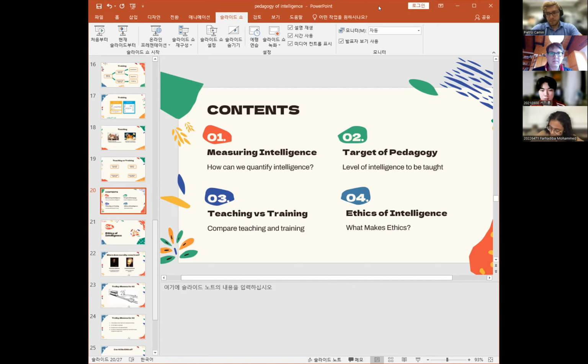And in the third aspect, teaching and AI training have some similarities and differences, as we talked about in the lecture, the presentation. And in the fourth part, we have to think about whether AI can get ethics, and the answer is no. Then how can we make a regulation, and where do we have to make a regulation? I think that's the fourth one. Yes, that's all.